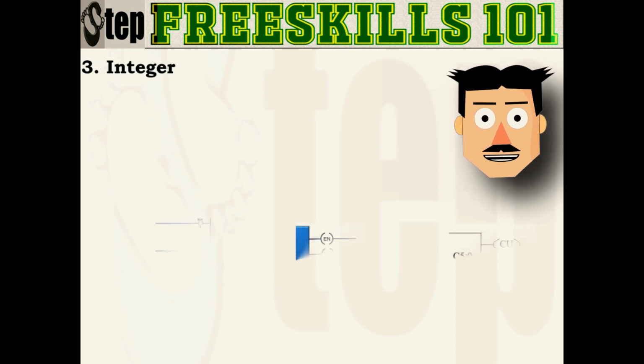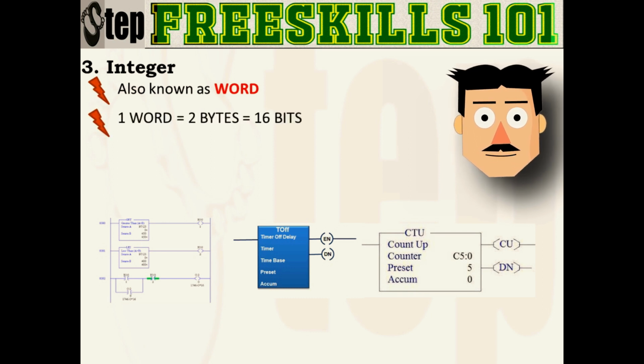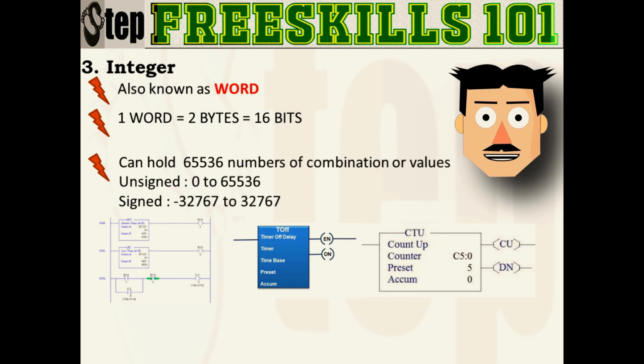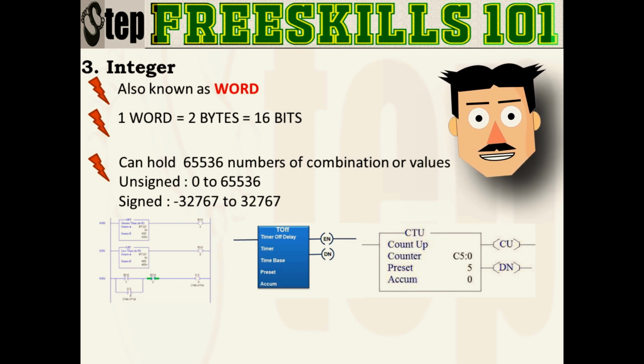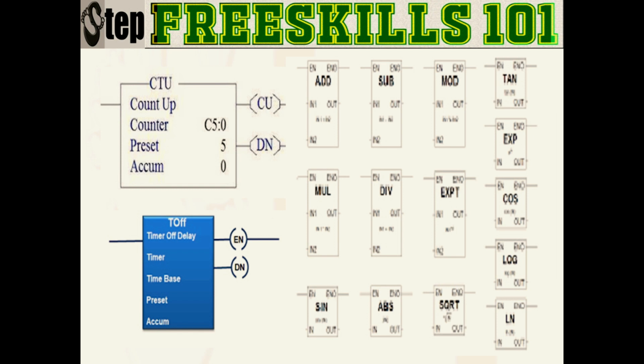Next is the PLC data type integer. Integer is also called a word. One word or integer has 2 bytes or 16 bits. A word can hold up to 65,536 combinations or values. For unsigned integer, it is from 0 to 65,535. And for signed, negative 32,768 to positive 32,767. Word or integer is used for dealing with arithmetic, calculation of numbers, and analog input or output.